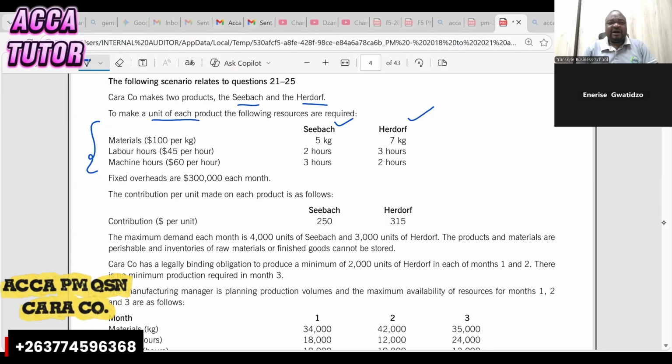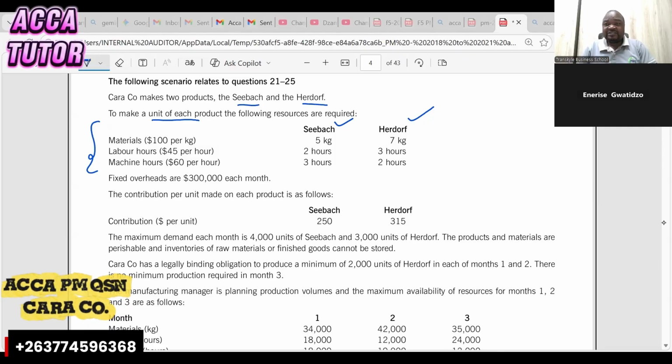Then labor, we are charged $45 per hour, and we need 2 hours to make a seabirch. We need 3 hours to make a head off. Machine hours, $60 per hour. We need 3 hours to make a seabirch and 2 machine hours to make a head off. Fixed overheads are $300,000 each month.